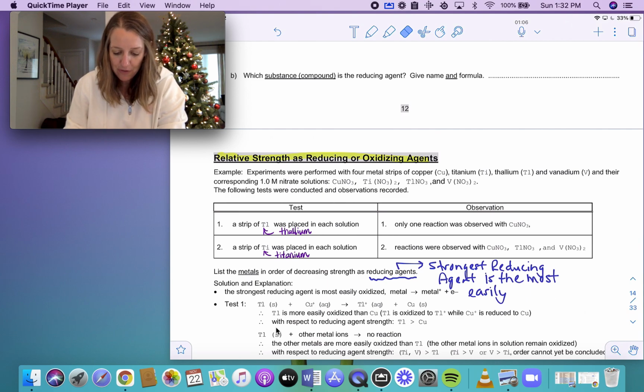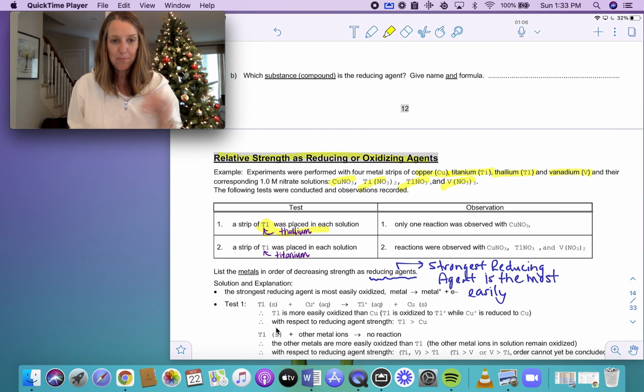Experiments were performed with 4 different metal strips: copper, titanium, thallium, and vanadium. And then, of course, we have their corresponding 1.0 molar nitrate solutions. That means that copper ions are available in solution, and titanium, thallium, and vanadium ions. Okay, and here's what we observed. Test number 1: if you took a strip of thallium and put it into each of the solutions, only one reaction was observed. Okay, so what would we conclude from that one?